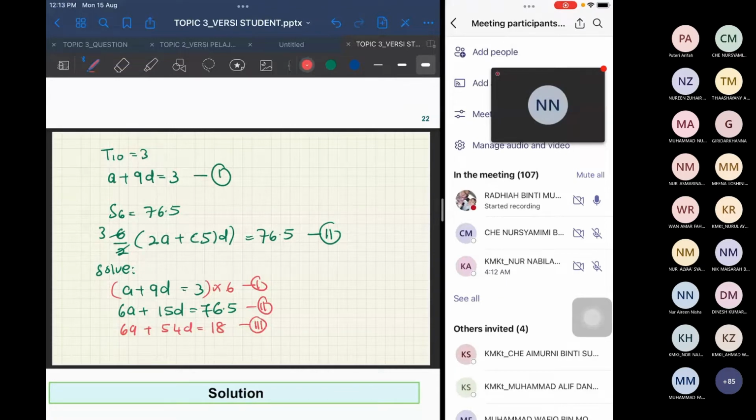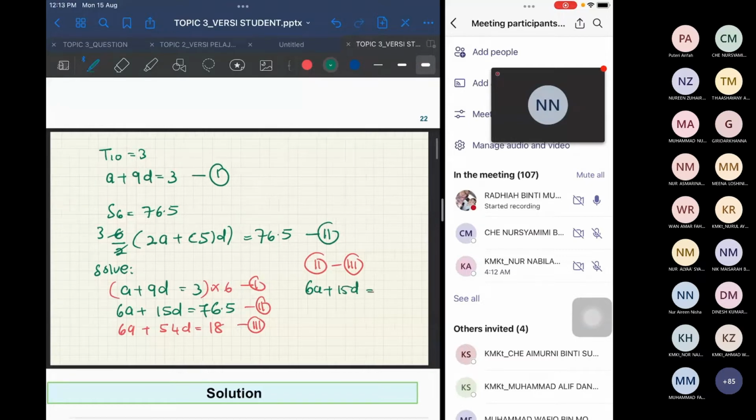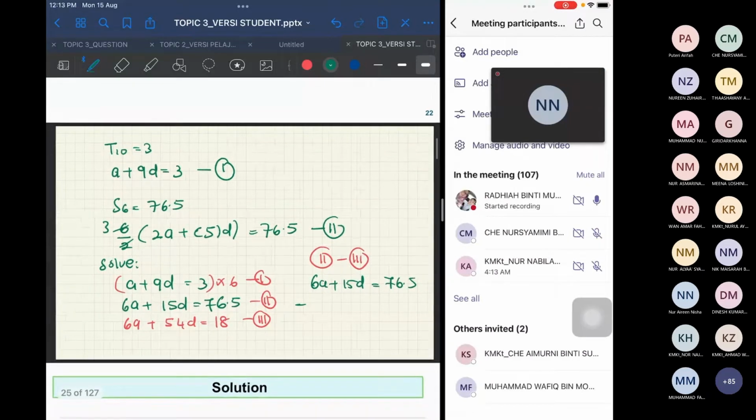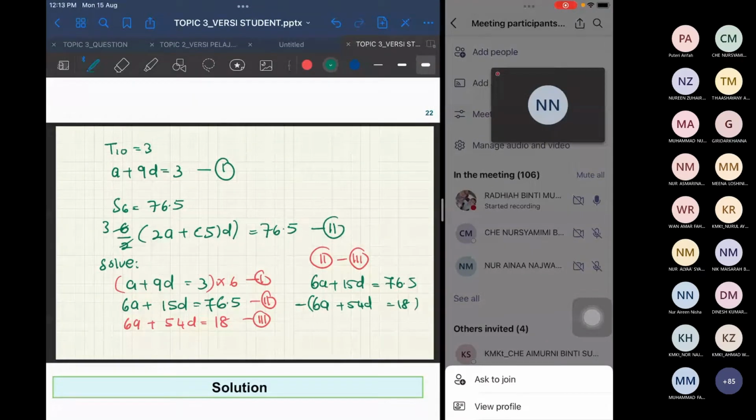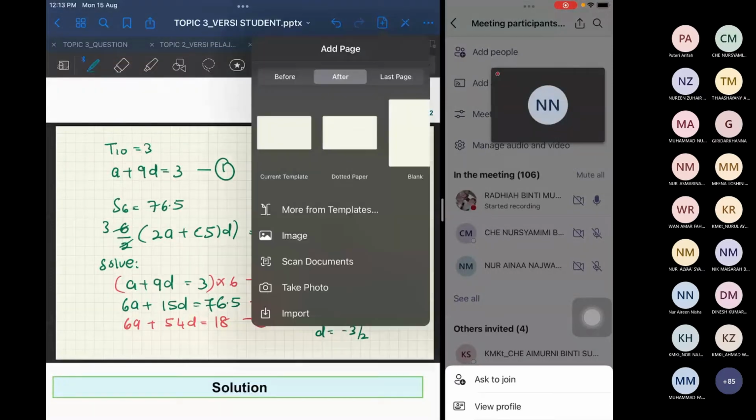And then you solve lah. Equation 2 minus equation 3, contohnya. So jadi 6A plus 15D sama dengan 76.5 tolak dengan you punya equation yang ketiga 6A plus 54D is equal to 18. Okay. So bila awak tolak tu awak akan dapat D is equal to negative 3 over 2 and then you substitute untuk dapatkan A.